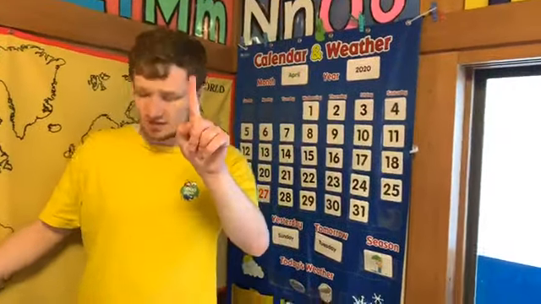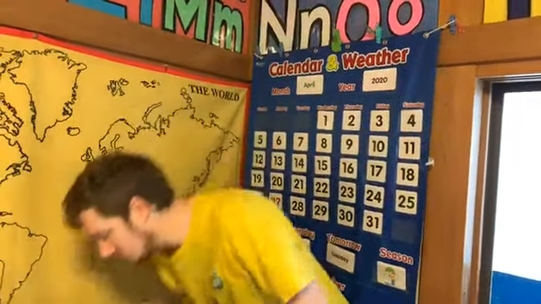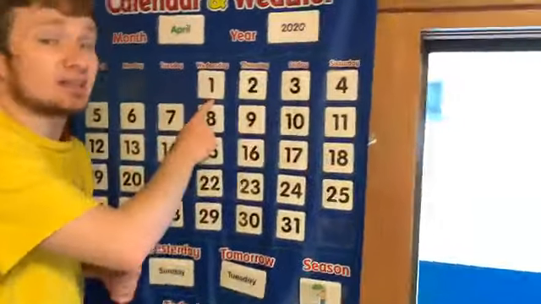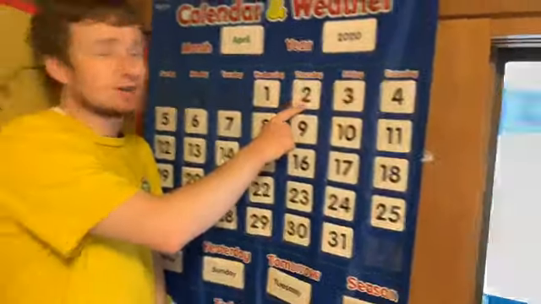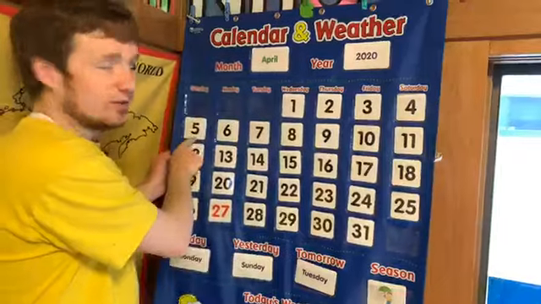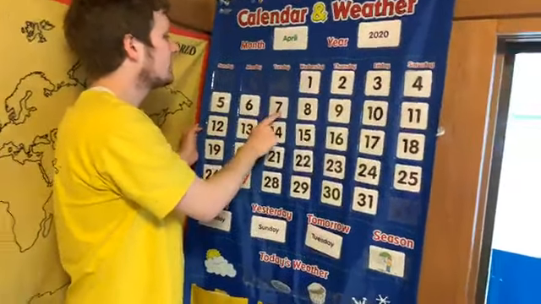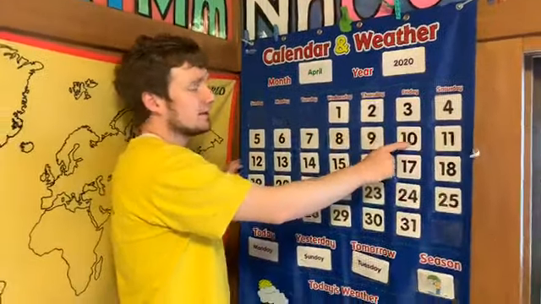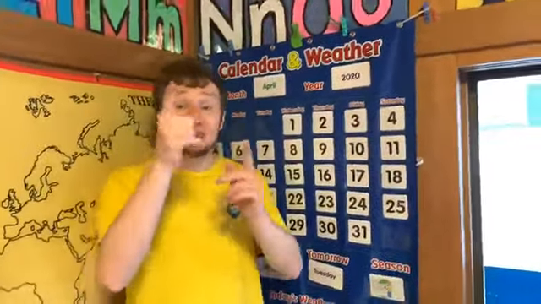Now we are going to be counting not 1, 2, 3, 4, 5. We're going to be saying 1st, 2nd, 3rd, 4th, 5th. So we'll try 1 to 10 first. Actually, let me put that down there so it doesn't fall. Now, here we go. Repeat after me, everyone. 1st, 2nd, 3rd, 4th, 5th, 6th, 7th, 8th, 9th, 10th. Now, it's your turn, everyone.